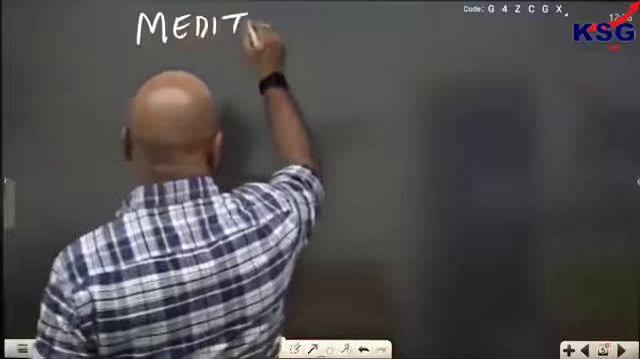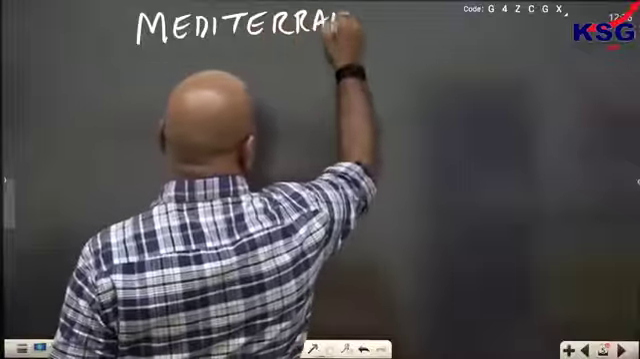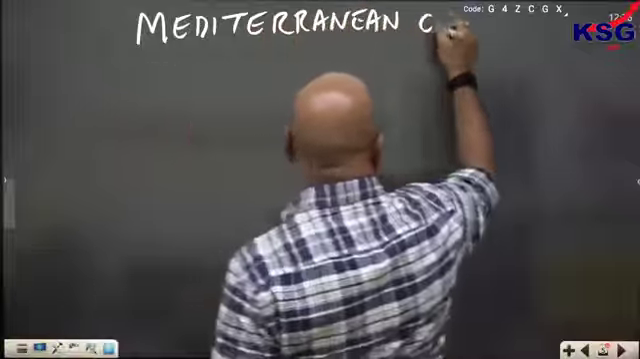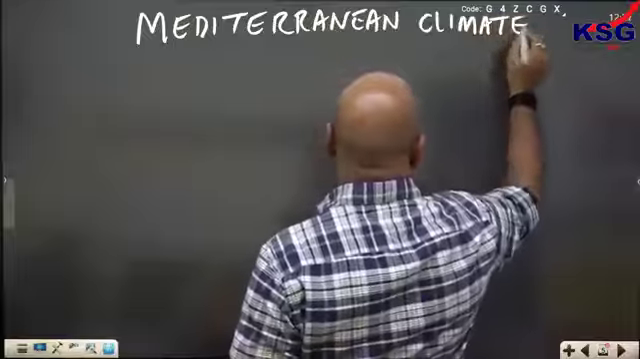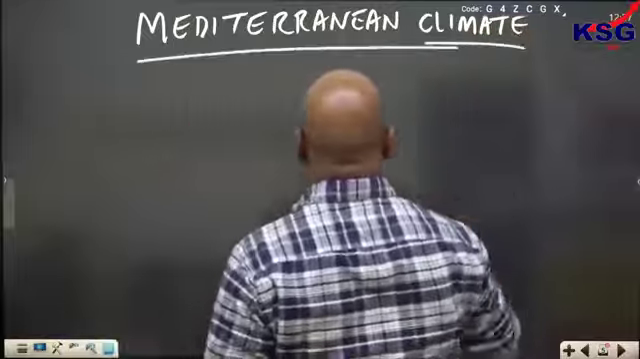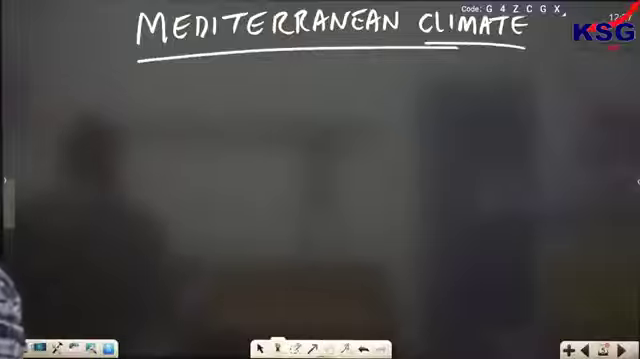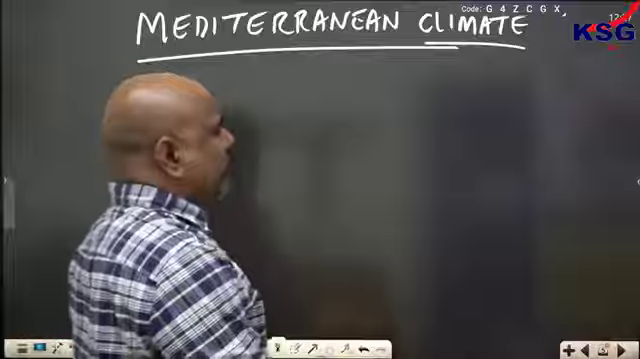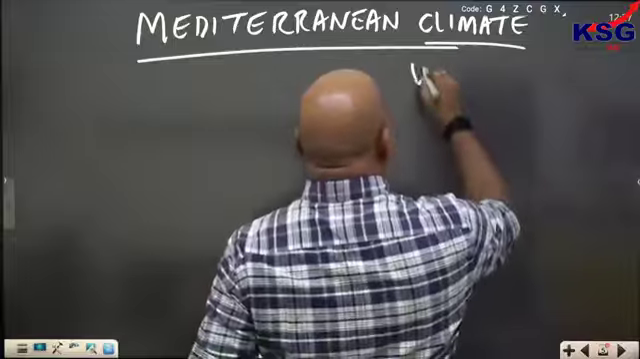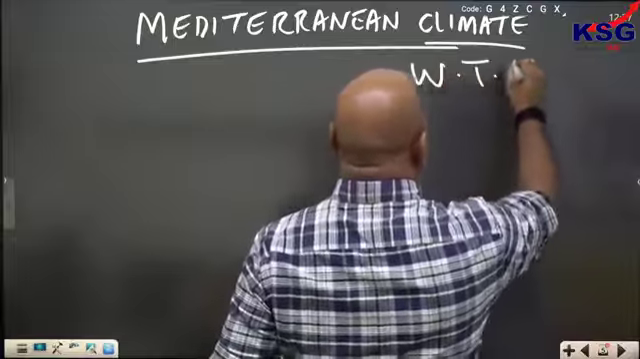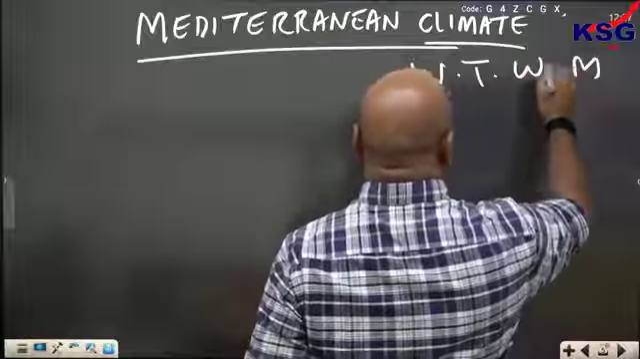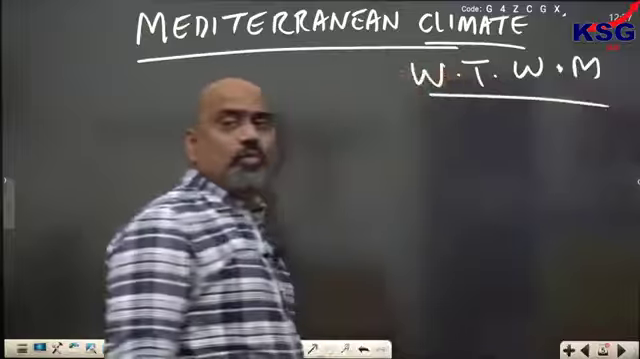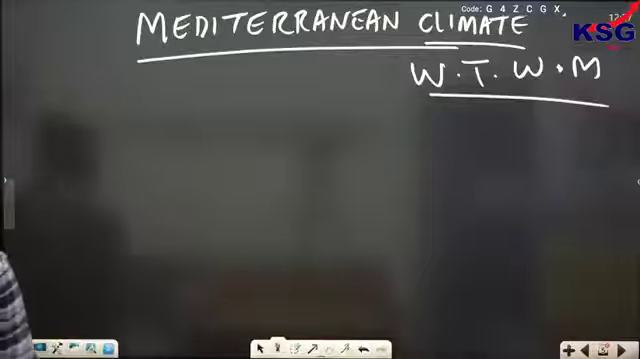Fine, let's move on now to the next one. You have your Mediterranean climate next. What is the Mediterranean climate? What is the alternate name of the Mediterranean climate? The Mediterranean climate is otherwise called the warm temperate western margin climate.